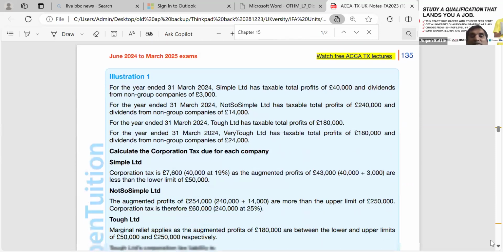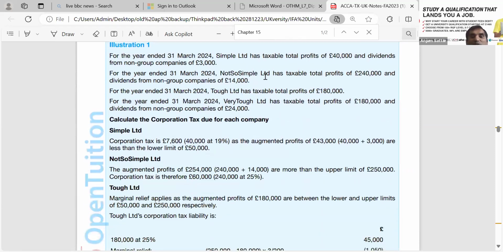If we look at these examples we've been given, the simple limited company's profit is 40,000, with a dividend from a non-group company. It is always good to remember the further rules: we can look at parent, subsidiary and associate. If you own another company in the group, that also needs to be kept in mind, which we can look at further. We have the total profit and the dividend, and the next year is not so simple. That's two different dividends from non-group companies.